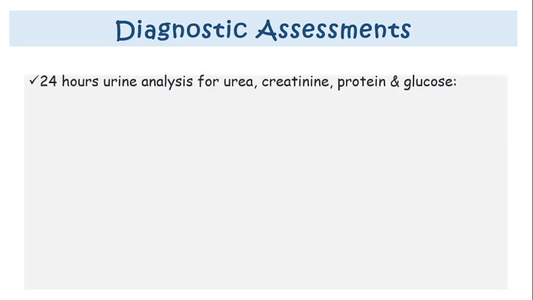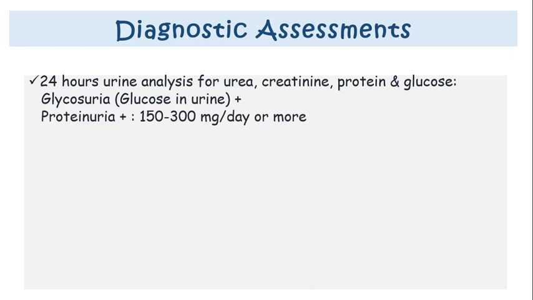So what are the assessments, the diagnostic tests? 24-hour urine for urea, creatinine, protein and glucose. So it will show glucose positive. In a normal person, urine does not contain glucose, but here glucose is present. Proteinuria is present. In a normal person, the protein excretion is either nil or very low. But here, the protein excretion is high. Then microscopic urine analysis, that is UFR.